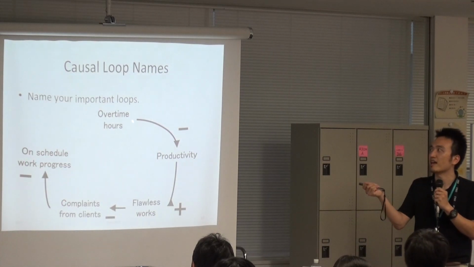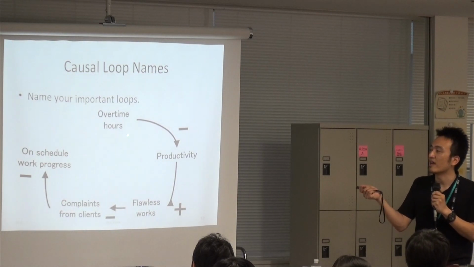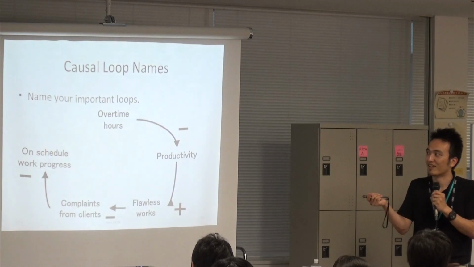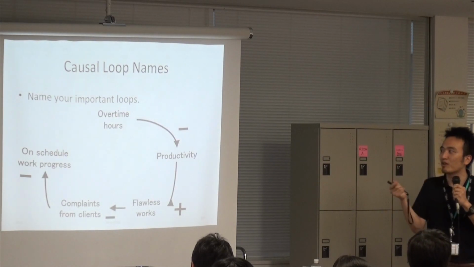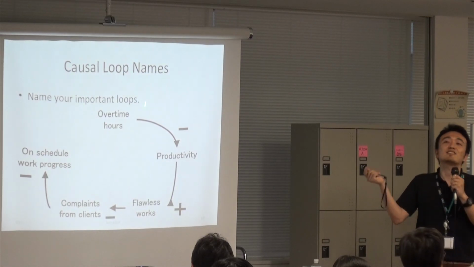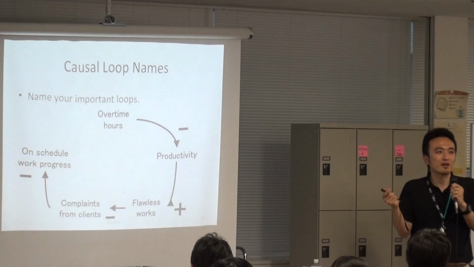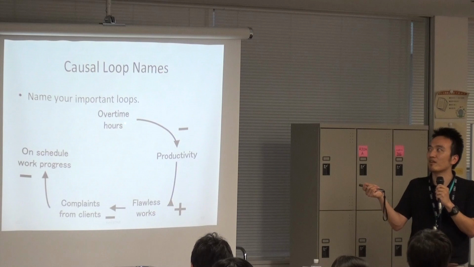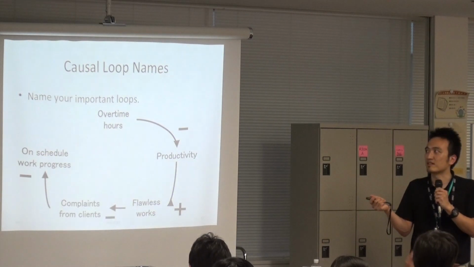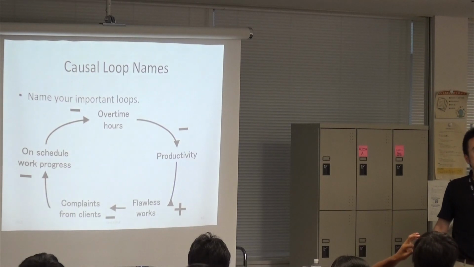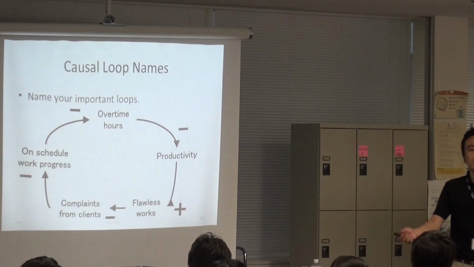On-schedule work progress and the overtime hours. If your on-schedule work progress decreases, then the overtime hours increase, exactly. If it's the other way around, when on-schedule work progress increases, then overtime hours decrease, exactly. So what loop is this? Reinforcing or balancing?